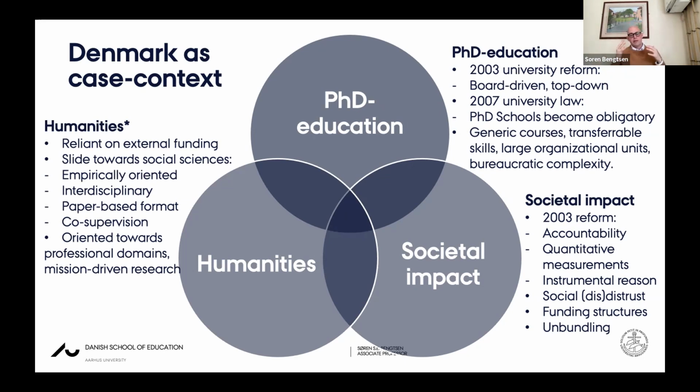But they are quite different from the social sciences, so they're separate from the social sciences. But the humanities research has slided towards the social sciences. It has become more empirically oriented, with empirical components, more interdisciplinary.